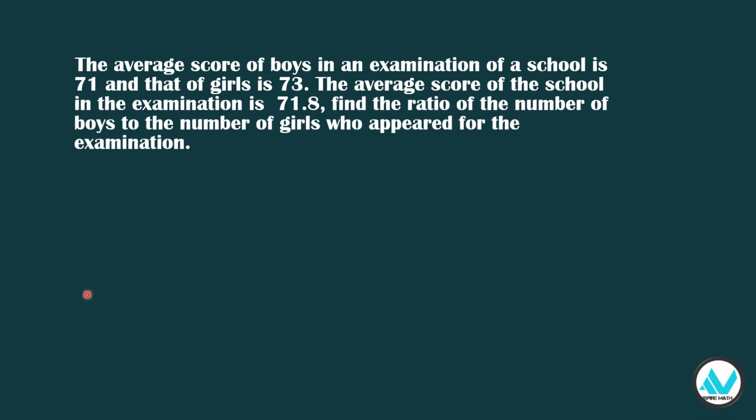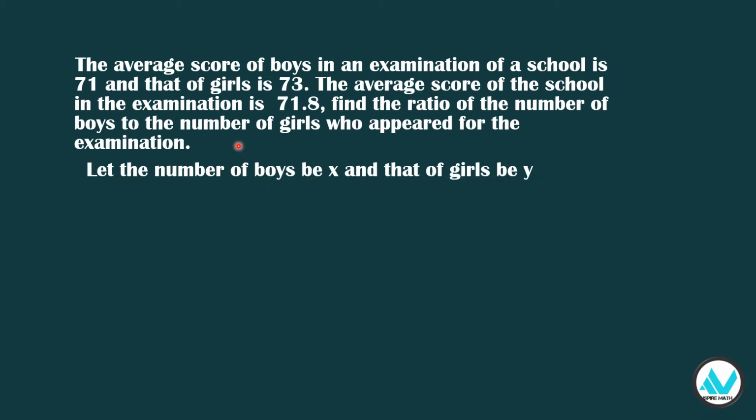So here they are given the average score of boys, that is 71, and that of girls is 73. Now average score of the school is also given, that is 71.8. So we are supposed to find the ratio of the number of boys to the number of girls. So let me take the number of boys to be X and that of the girls to be Y.